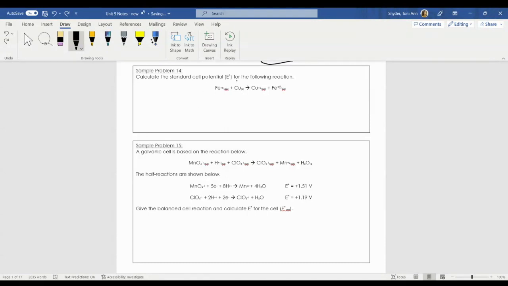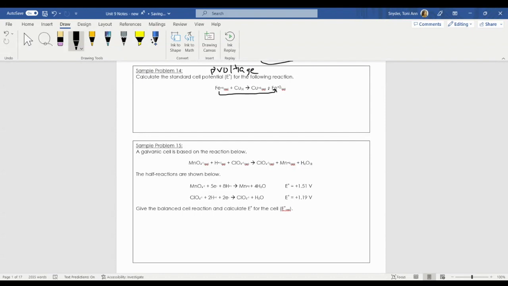Let's calculate the standard cell potential. So this is another way of saying the voltage. We want to calculate the voltage for this reaction. First, we'll look up the standard reduction potentials on that green paper that you have. So if I look, I have iron +3 to iron +2. And actually, I think we have that one above, if I'm recalling correctly. And if I look at the chart, it actually is getting reduced.